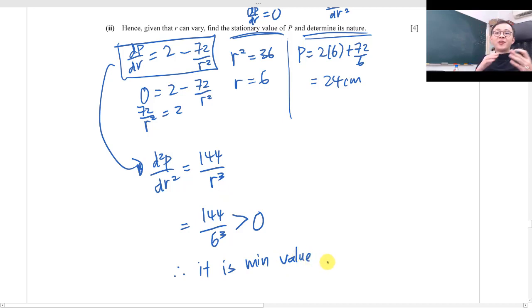This is the nature of the p-value, because if you get positive, it's the minimum. If you get negative, it is the maximum value. Alright. Should we take plus 6 and minus 6? Because r is a length, for a length we only take positive 6.